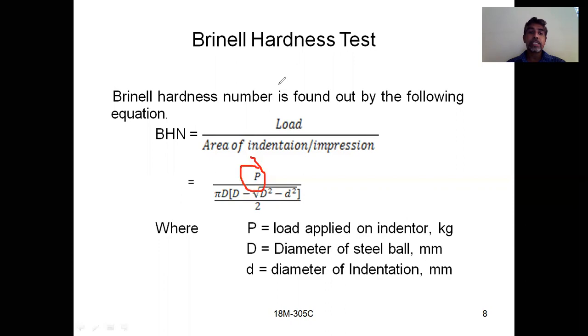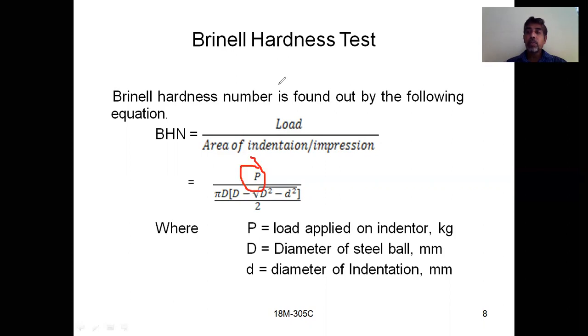How to find out BHN, Brinell hardness number? To find out the Brinell hardness, you have a formula that is load by area of indentation. Indentation is nothing but one type of impression. When you apply the force, you get some impression on the specimen. For that indentation or impression, you have a diameter. So you have to find out the area of that indentation. So how to find out that area?